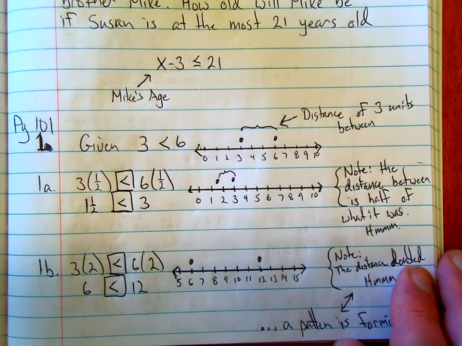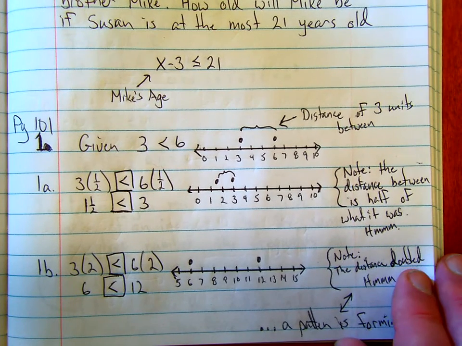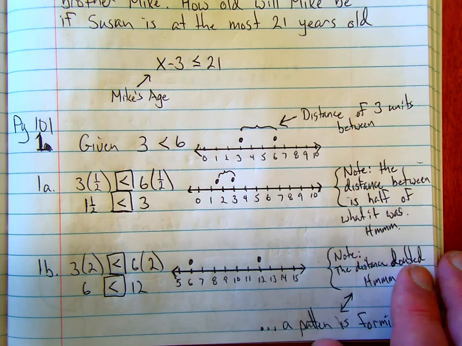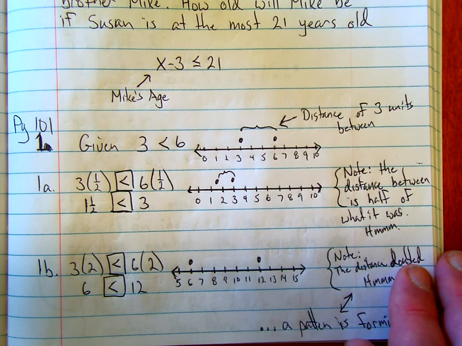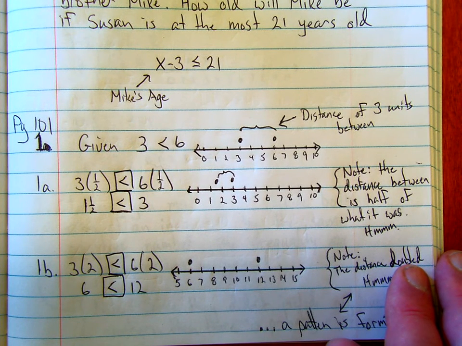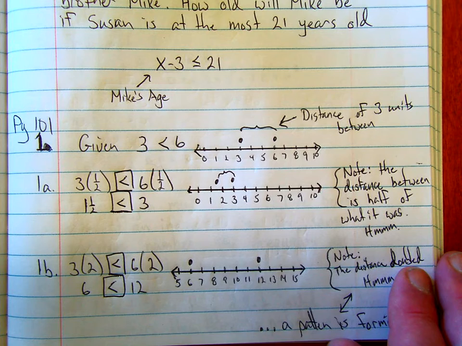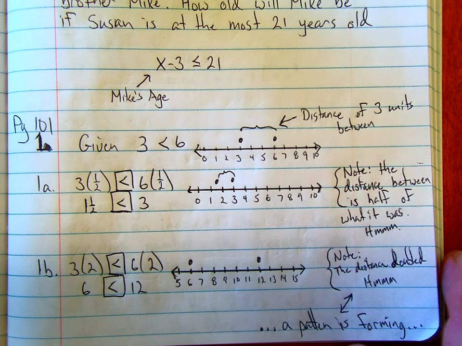Again, these are multiplying or dividing positive numbers, and the inequality sign is not going to change. It's going to remain unchanged if you multiply or divide both sides by a positive. And so 1/2 is less than 3, 6 is less than 12.